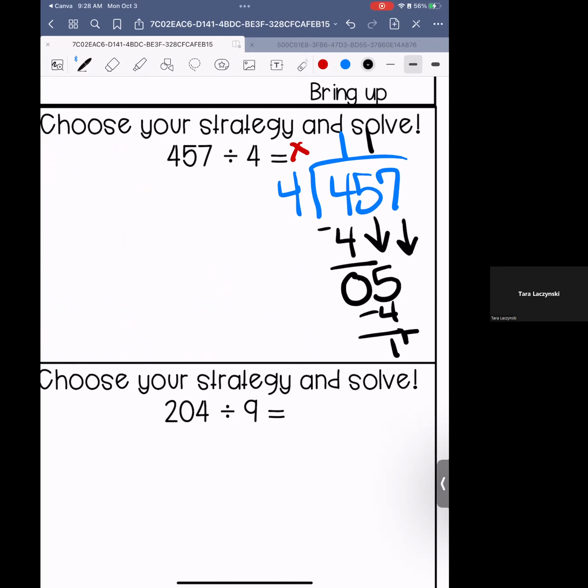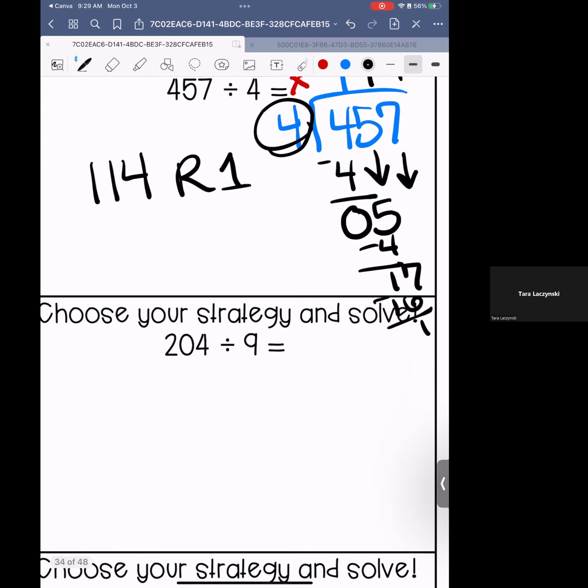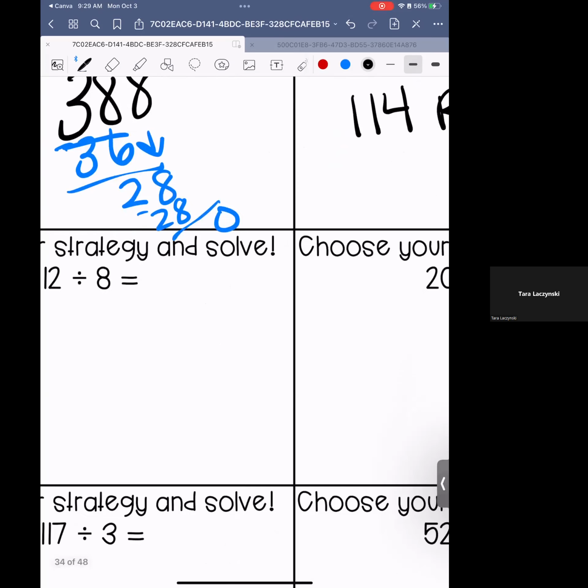Bring down my 7. 4 goes into 7, or I'm sorry, 17, 4 times. 4 times 4 is 16. Take away 16 gives you 1. Our answer is 114 with a remainder of 1. Remember, as long as our remainder is smaller than what we're dividing by, then that is okay. If it's bigger, we need to take a look and see what we're missing, right?